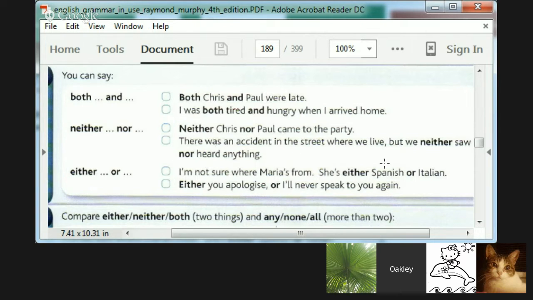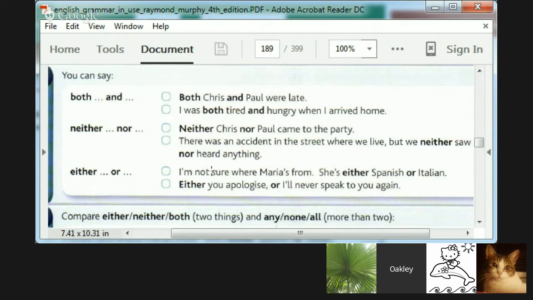There was an accident in the street where we live, but we neither saw nor heard anything. Notice we are using neither to talk about nouns, Chris and Paul. We're using neither in the second example to add two verbs to the subject we. We saw, heard. We both saw and heard everything. It's the same thing. We saw everything. We saw and heard everything. Okay, it's the same thing. You can use it to add multiple verbs to one subject.